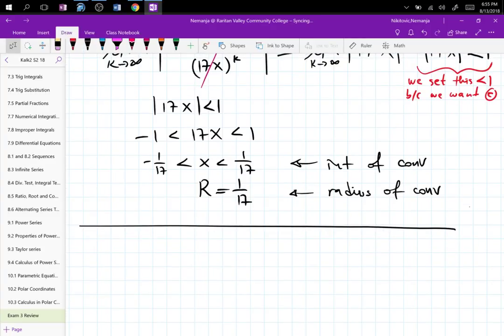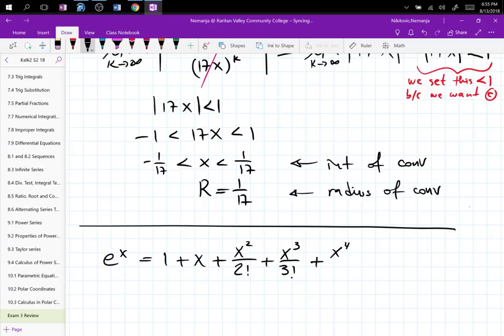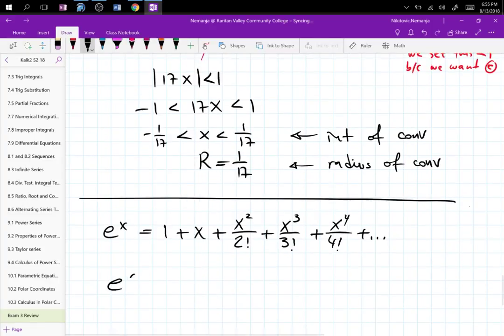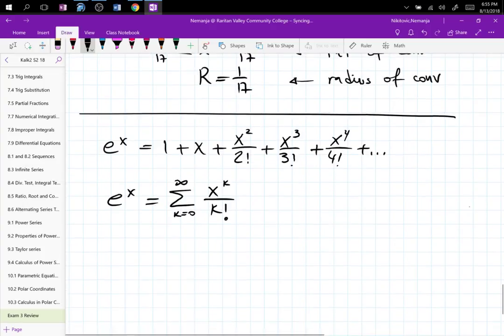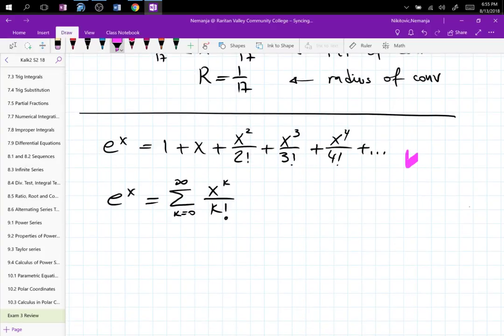So I asked you earlier to memorize e to the x as 1 plus x plus x squared over 2 factorial plus x cubed over 3 factorial plus x to the 4th over 4 factorial plus ... going forever. E to the x is represented as a power series, and now you look at the pattern: it's x to the k divided by k factorial, where k starts at 0 and goes to infinity. So I can memorize this law or this one. It depends on which is the better thing for you to remember.